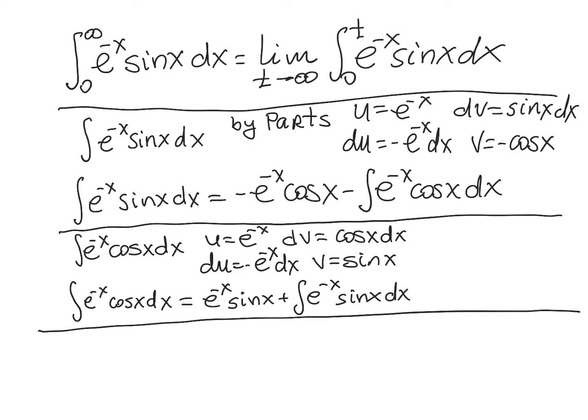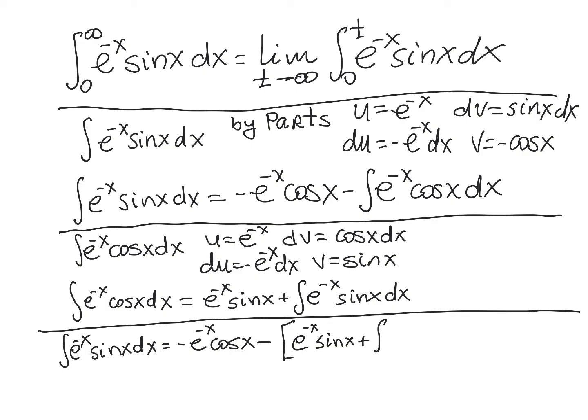And now we're going to put the two together. We have the integral of e to the negative x sine x dx. It was negative e to the negative x cosine x minus the integral of e to the negative x cosine x, which equals e to the negative x sine x plus the integral of e to the negative x sine x. And so now that's all we really need to evaluate the integral.